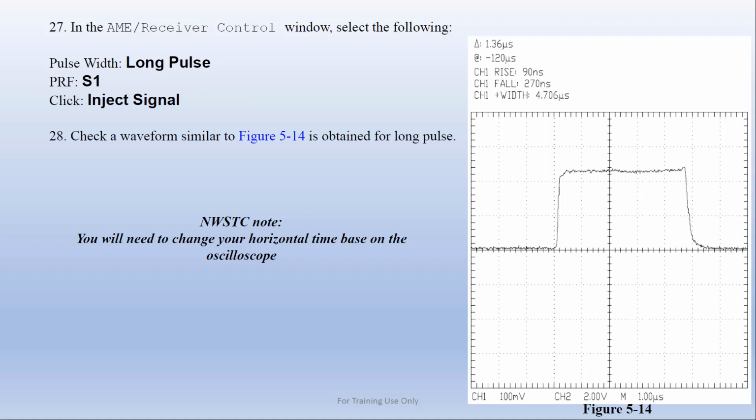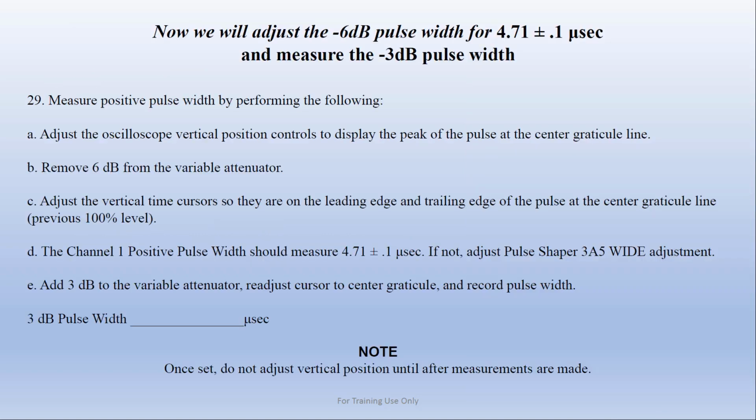Your waveform will probably go off the screen and you'll need to adjust your horizontal time base. At this point, we need to check that our 6 dB pulse width in long pulse is 4.71 plus or minus 0.1, and then we're going to measure our 3 dB pulse width. The method for making the measurement and adjustment is exactly the same as we did in short pulse. The only difference is the pulse width involved.